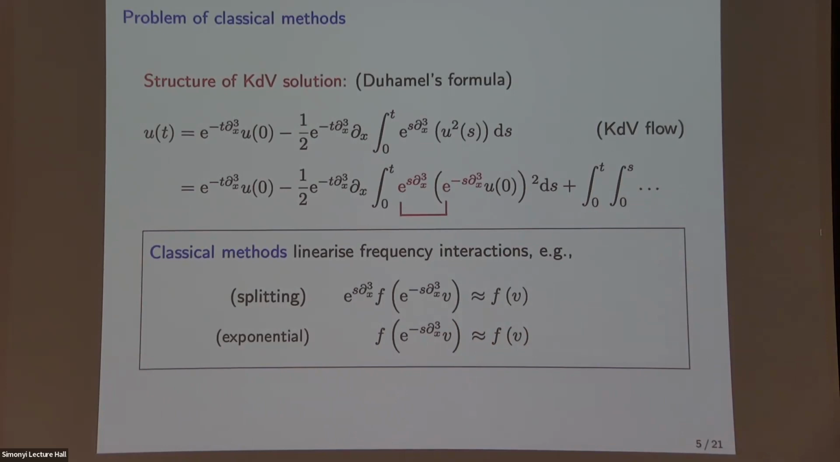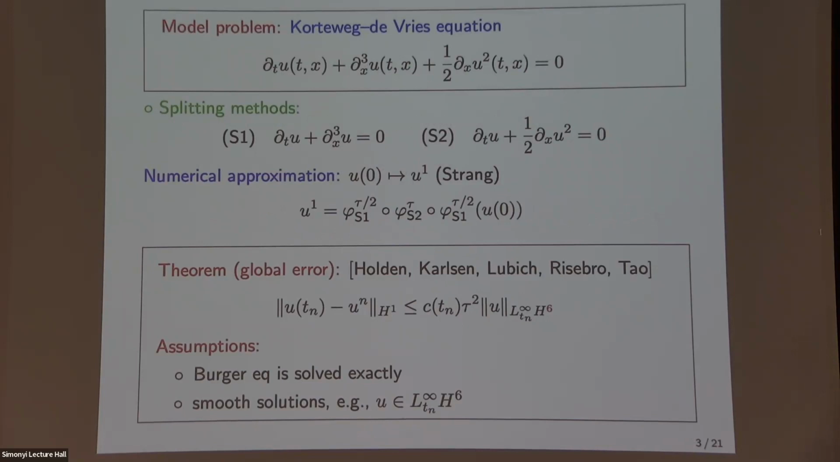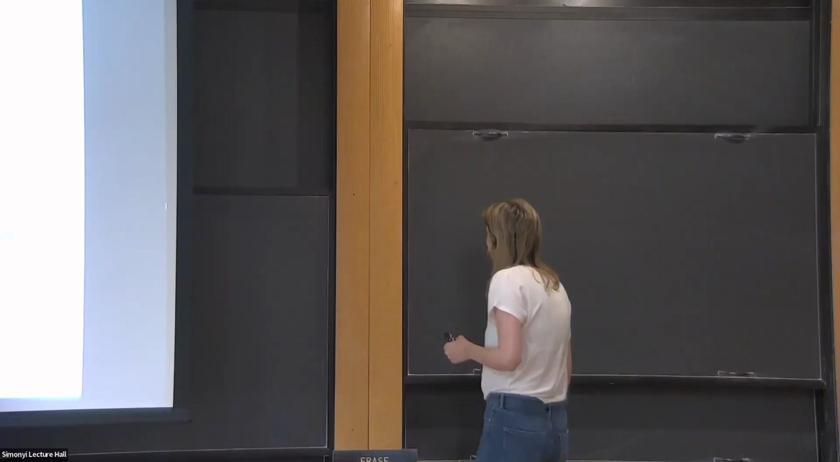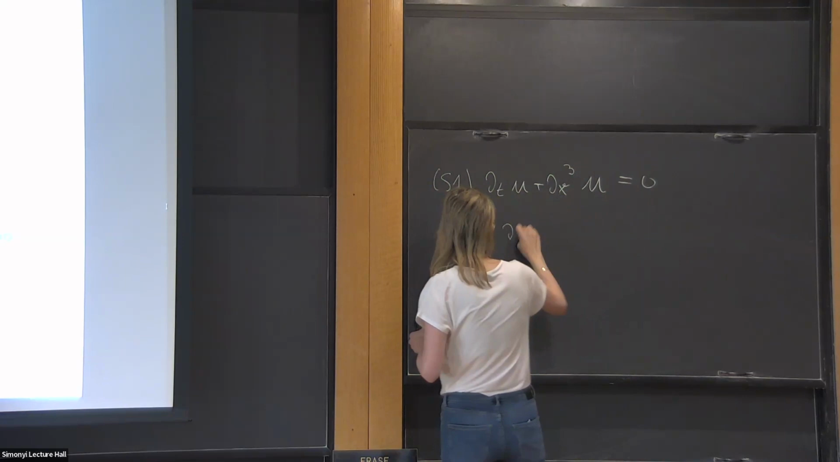And this is somehow the problem, because all these classical methods stem from linear ODE theory, and people then adapted them to nonlinear PDEs. Of course, if you have smoothness, there's no problem because you can just do a Taylor series expansion and the frequencies will not introduce any problems. And like this linearization of frequency interactions, you also see it if we go back a moment to the splitting approach. So if you do the splitting, you solve your subproblem S1, dtu plus dx cubed u equals zero, and you solve your subproblem S2, dtu plus 1/2 dx u squared equals zero.